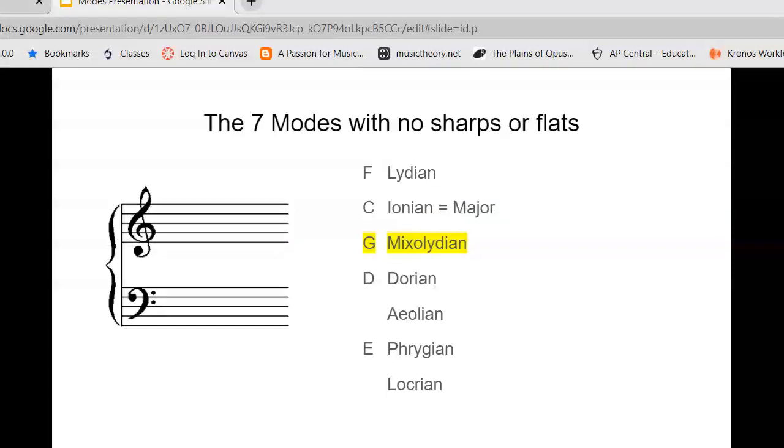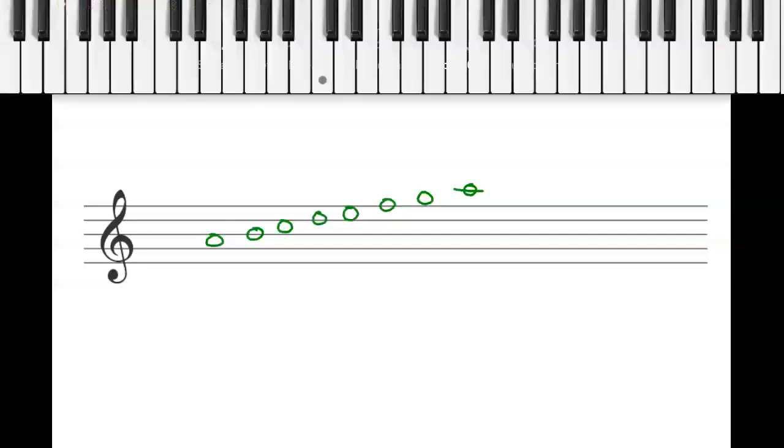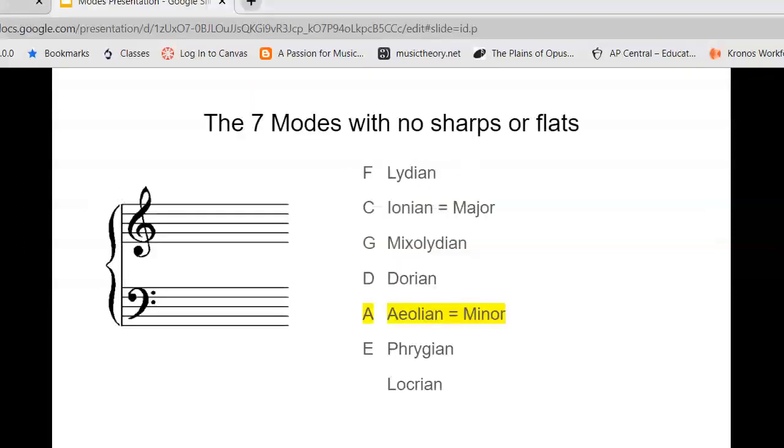And if I were to build one on A, most of us know that A with no sharps or flats is A minor. This looks like an A natural minor scale. And sounds like this. We also know that as Aeolian mode.